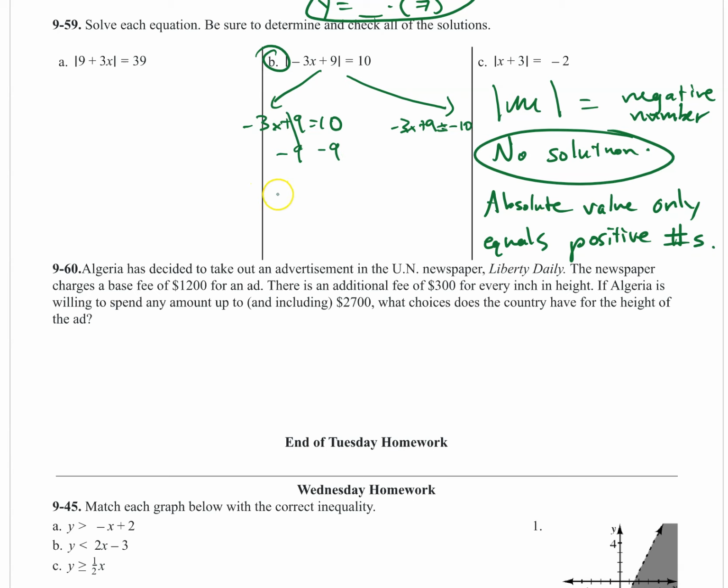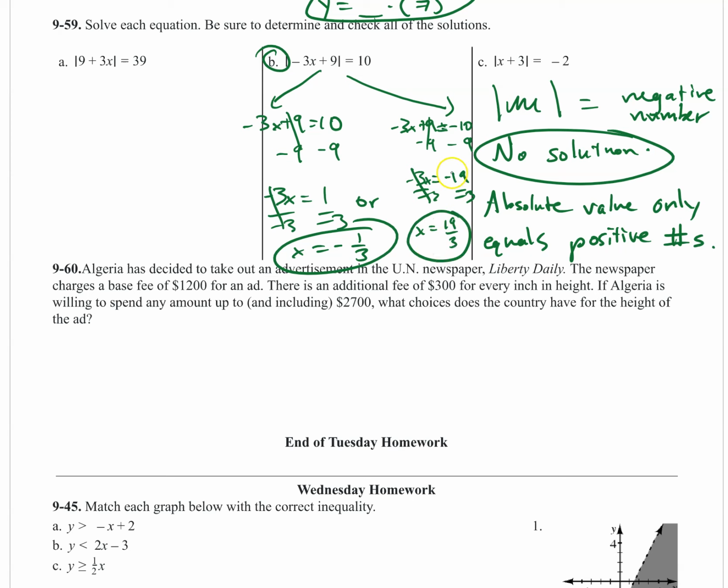Subtract 9 from each side on the left-hand side in this case to get negative 3x equals 1. Then you're going to divide both sides by negative 3, x equals negative a third. Or, solve this one to get the other solution. Take away 9 from each side. Negative 3x equals negative 19. And then you divide both sides by that number in front of x. All right, so divide both sides by negative 3. And x is equal to 19 over 3. What happened to that negative sign? Well, look, negative divided by negative is a positive. Two solutions.